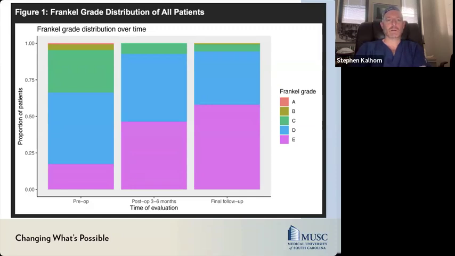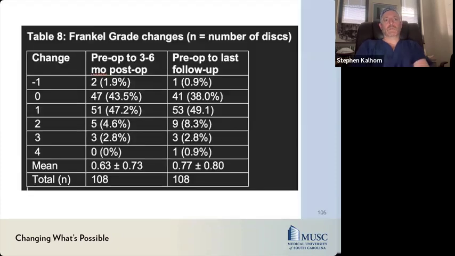So the other 107 patients stayed the same or got better with improvement in their Frankel grades. Some people improved by 2 or even 3 Frankel grades. So 5 patients improved by 2 and 3 improved by 3 Frankel grades. So it had a pretty drastic improvement over time. And that was at the 3 to 6 month follow-up.